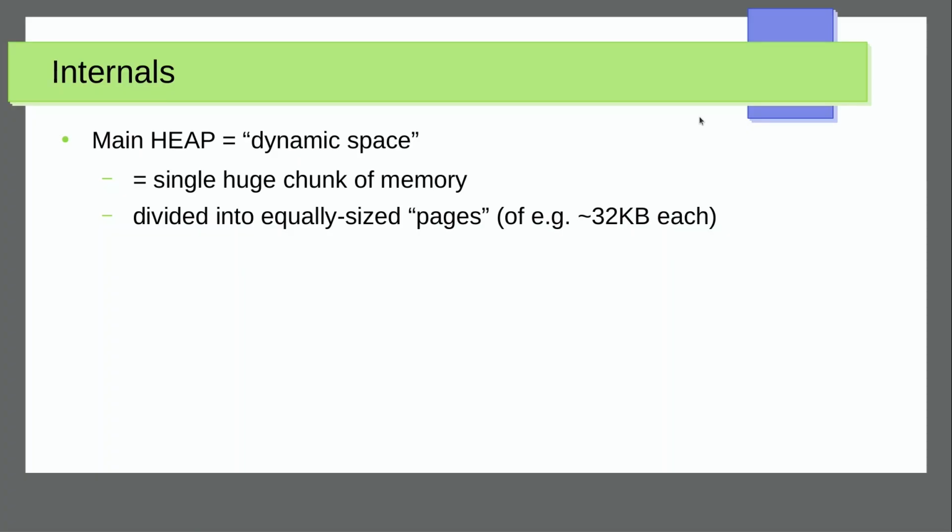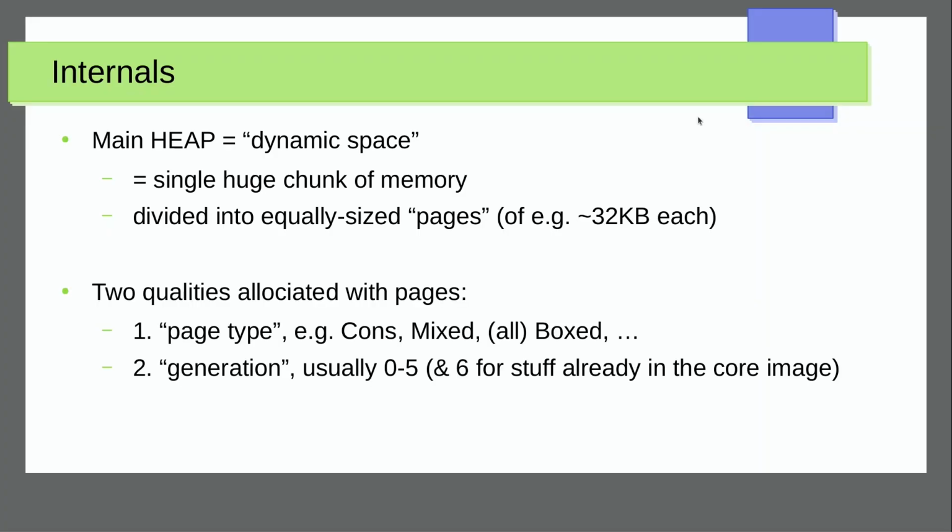Basically, we have the main dynamic space of SBCL, which is a huge chunk of memory. It's divided into a lot of equally sized pages. And these pages have two qualities. Each page has a page type to say what's allocated on it, for example, only conses. And a generation. So when you do generational garbage collection, things sink down from generation 0 to higher generations and at some point vanish if they become garbage.